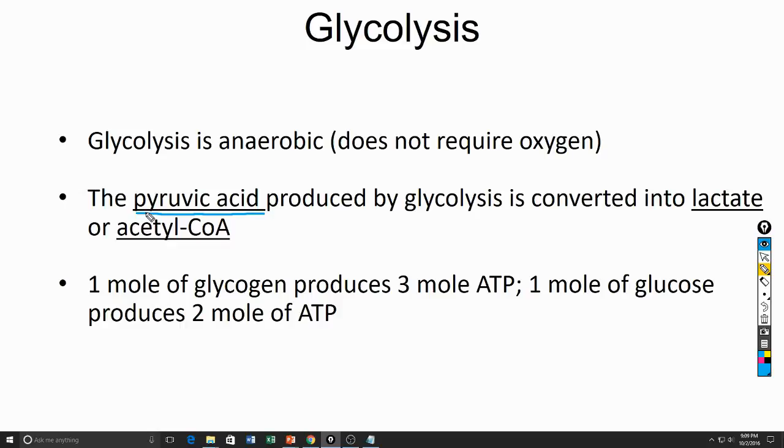So, pyruvate is produced from glycolysis. It's the end product, if you will. It's the reason you're even doing glycolysis. So you're trying to get these pyruvates, and they can be routed two different ways. One of which is going to lactate, or as you've mostly probably heard of it, lactic acid.